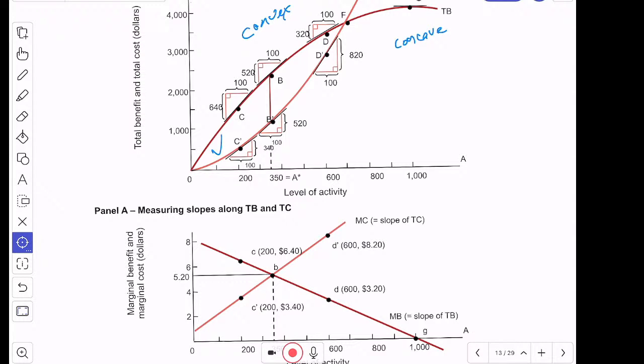And I always remember this is concave because this is like an A, like a cave. Anyway, that's how I remember these things.